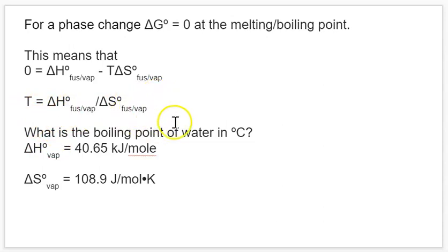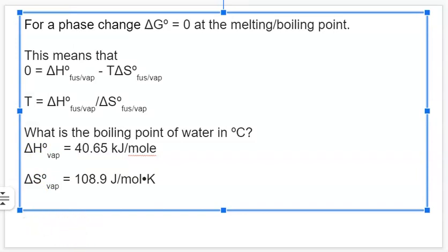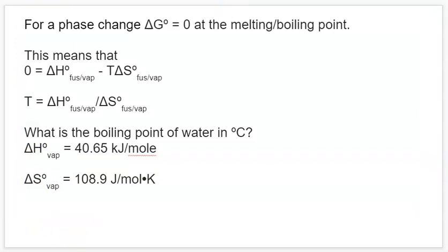And we can use this to predict the boiling point of a substance if we knew the enthalpy of vaporization and the entropy of vaporization, or the enthalpy and entropy of fusion if we were looking for the melting/freezing point. So let's calculate the boiling point of water. I mean, you probably know it's 100 degrees Celsius, but let's see if we can get that value by using the entropy and the enthalpy.